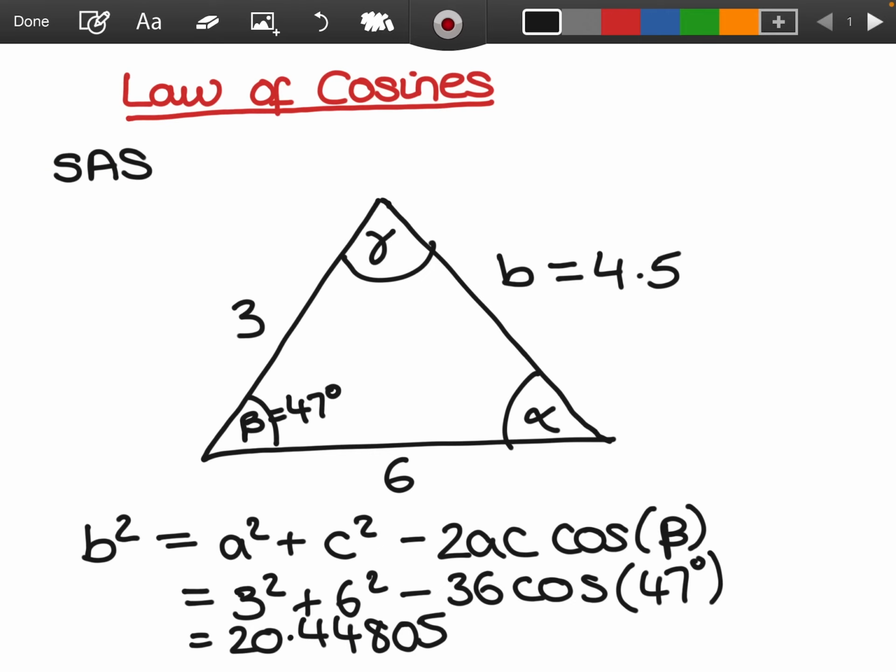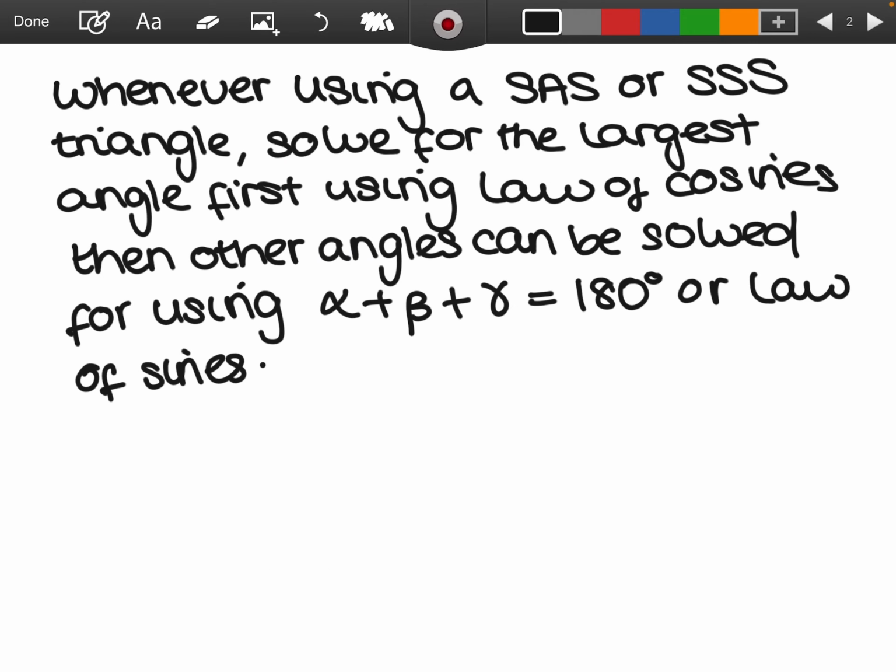Okay, where is the largest angle? The largest angle is always opposite the longest side. In this case, my longest side is 6, telling me that gamma is going to be my largest angle. So I'm going to use the law of cosines to solve for gamma. Then I can just subtract the two angles, 47 degrees and whatever gamma is, from 180 to find alpha. So your largest angle is always opposite your longest side, and we're always going to solve for that using the law of cosines.